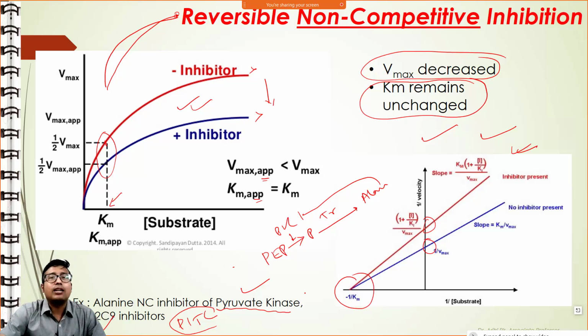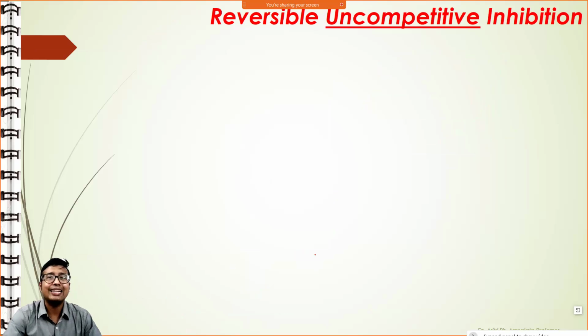So remember, if you are asked about the difference between competitive and non-competitive inhibition, whether in theory or in viva, you must include the changes in the basic reaction, how the substrate competes or does not compete, how it can be reversed or not reversed by increasing substrate concentration, mention the changes in Km and Vmax, mention the figure, and also give examples. Alright. Next, we look at reversible uncompetitive inhibition.